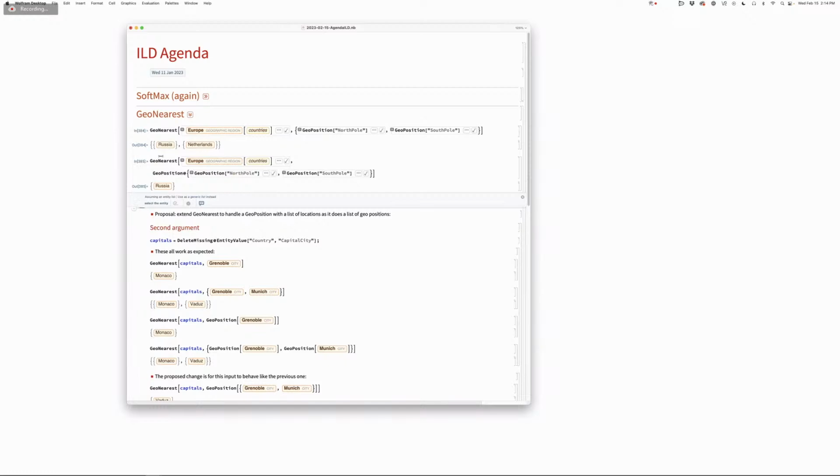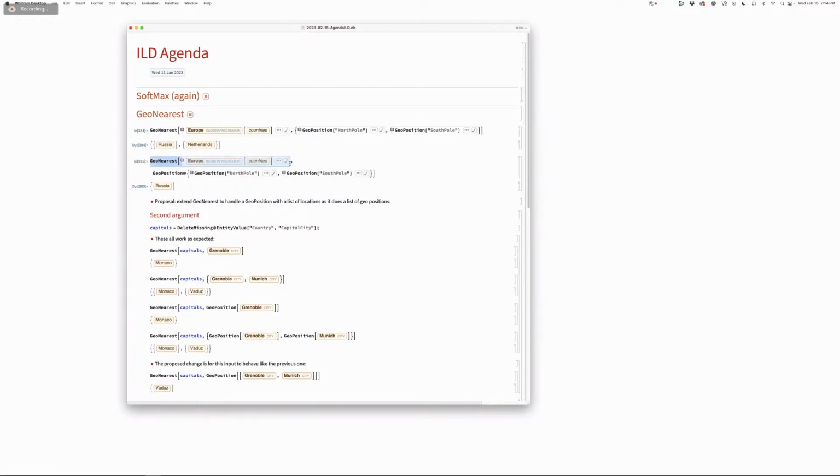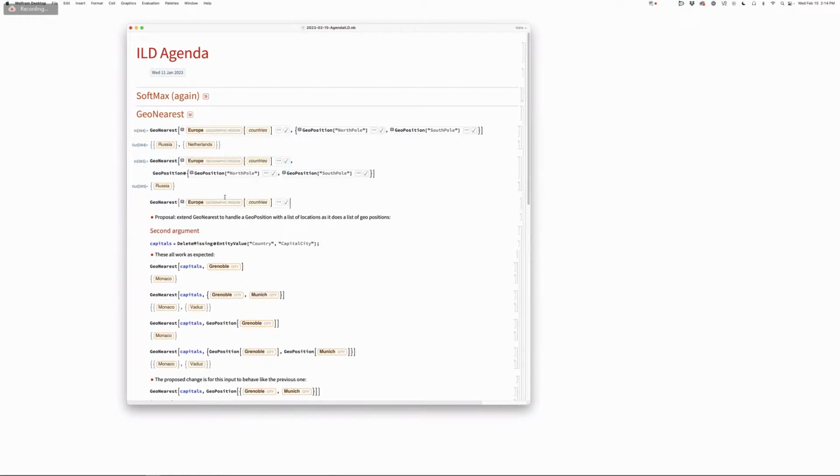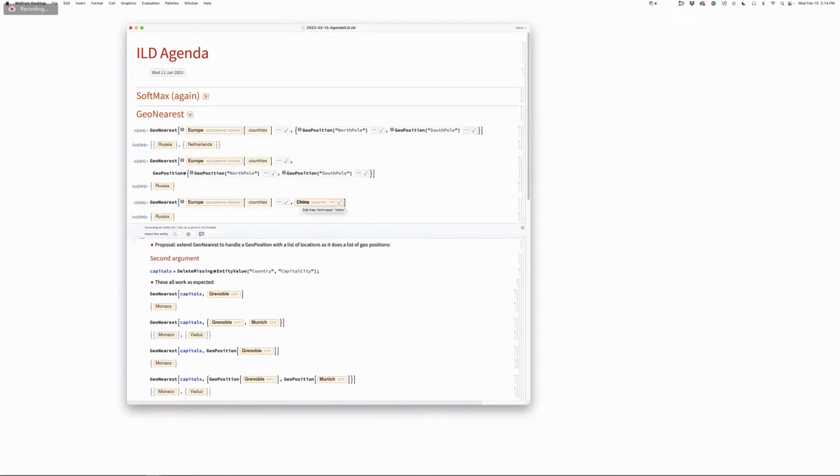Well, GeoPosition would still construct GeoPositions. Okay, so for example, let's say I say China here. Presumably the most useful thing though would be the shortest line, right? The length of the shortest line is the distance. Yes. Right. And given that Russia and China share a border, that's a pretty good answer.